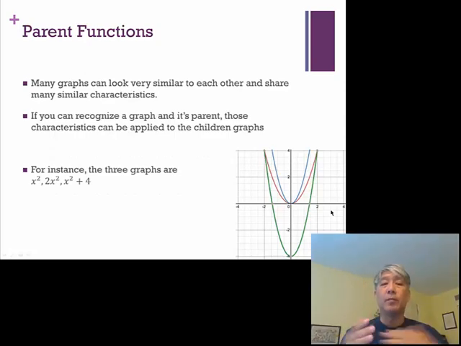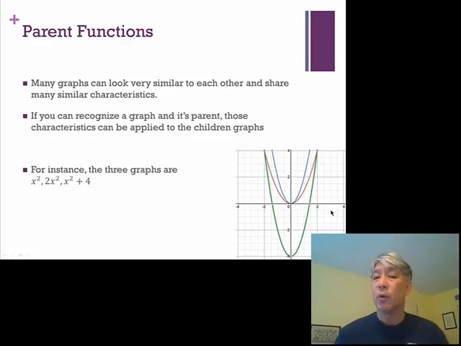Okay, first off, we're going to be looking at parent function graphs because many graphs can look very similar to each other and as a result share those similar characteristics, okay? In this case we have three graphs, x squared, 2x squared, and x squared plus 4. Something we can say about all of these graphs is that they are even graphs. We know that they have a minimum. We can calculate where that minimum is. They'll have zeros. And so by looking at this and grouping functions together, you may be able to say what kind of graph you're going to be looking at. This is especially useful when you're analyzing data in science.